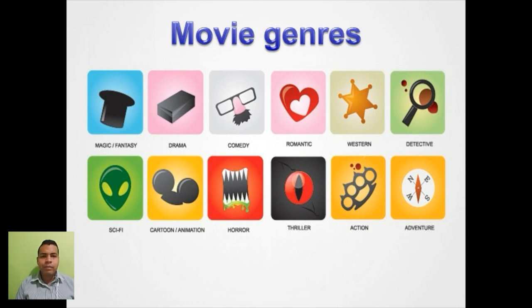Science fiction, cartoon, animation. Okay, cartoon and animation are the same. Horror, thriller, action, adventure. Okay, so right now, guys, you have to copy this information in your notebook. Copy the movie genres in your notebook, classify them, and you have to draw a picture related to each movie genre, okay, in your notebook. This is very important, okay? So I'm gonna give you a couple of seconds for doing this activity.